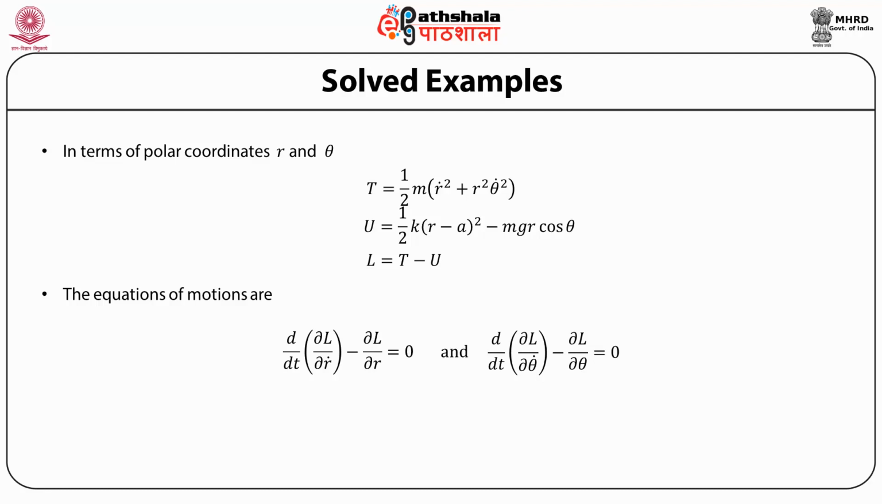Namely, the equations of motion become m r double dot is equal to m r theta dot square minus k into r minus a plus mg cosine theta, and the second equation is m d/dt of r square theta dot is equal to minus mgr sine theta. And you can see these equations are again not easy to solve.